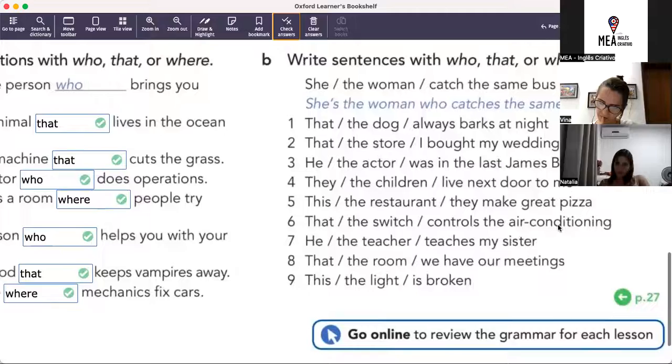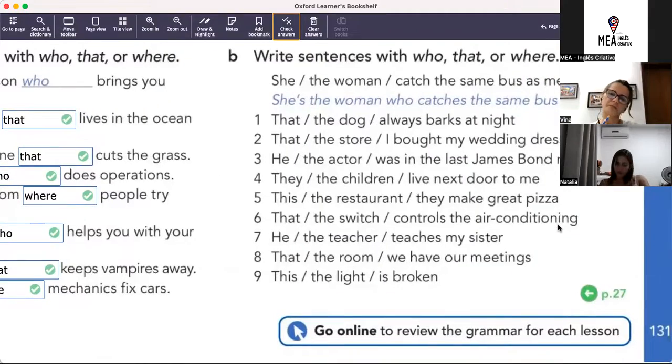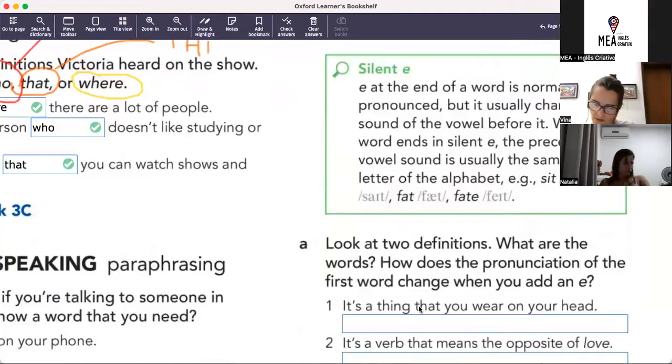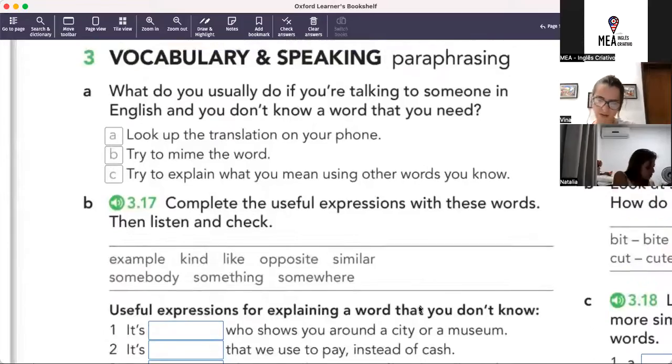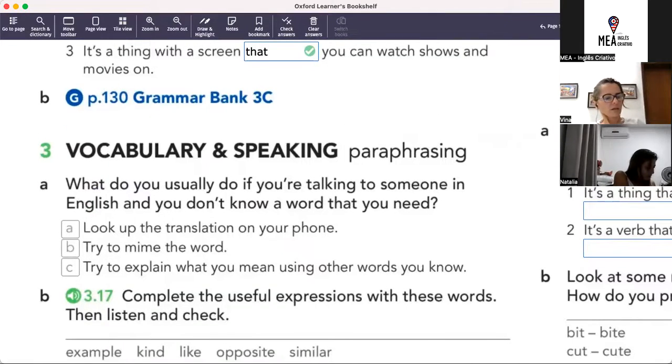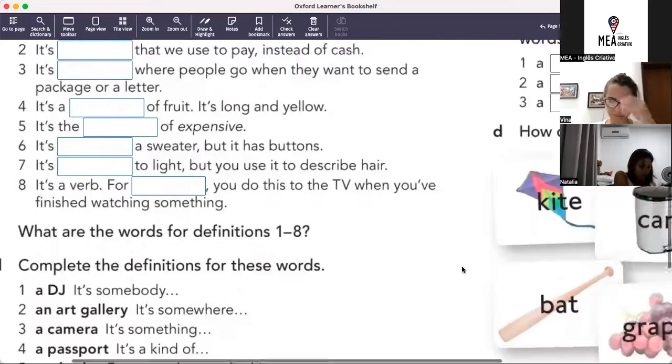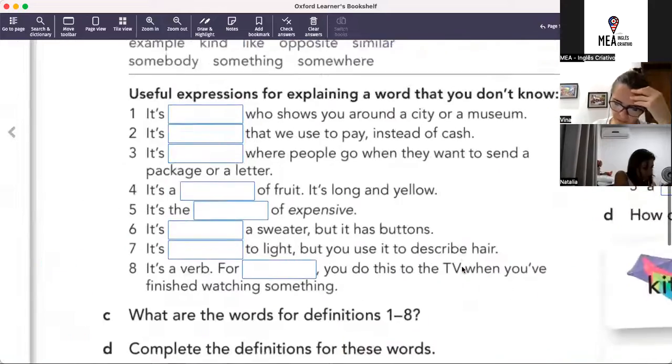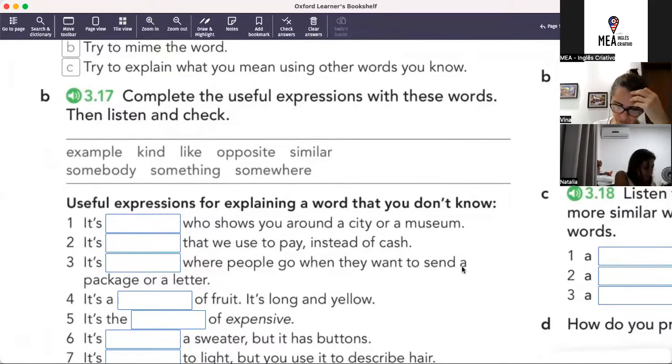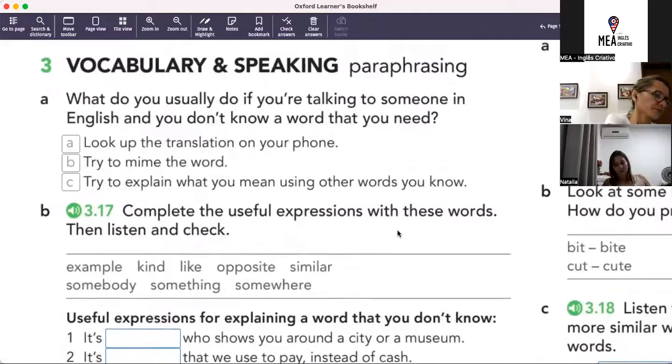Remember, letter B, it's a homework, okay? Let's return to page 27. 27, please. Yes, guys, it is hard.